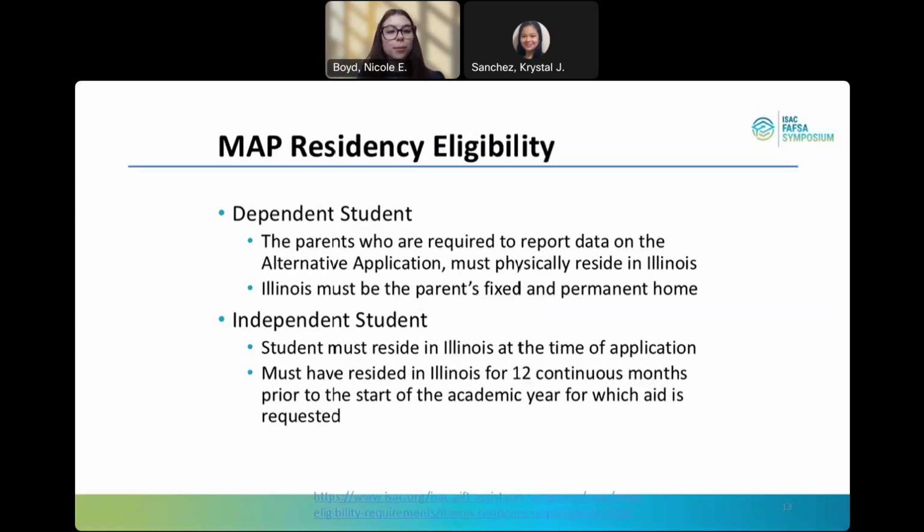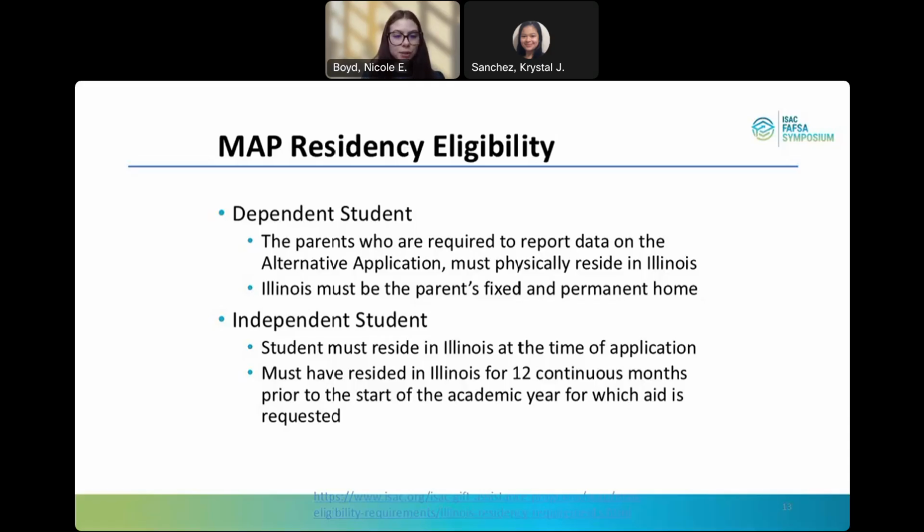Taking a look at that MAP residency piece, for a dependent student, this would be looking at the parents who are required to report their information on the alternative application. So the parents have to physically reside in Illinois for dependent students, meaning that Illinois must be the parent's fixed and permanent home. I know that there has been in the past some confusion about the language of legal residence. So this is just meaning that Illinois is the parent's fixed and permanent home.